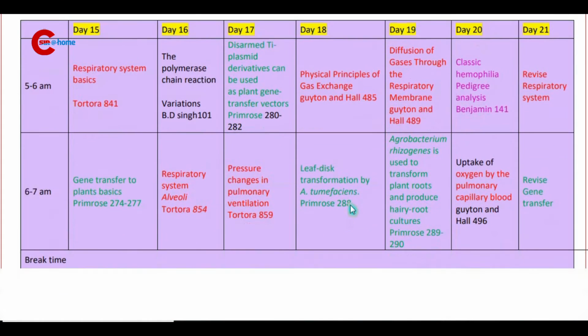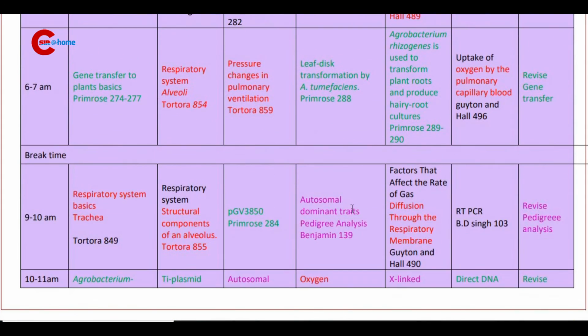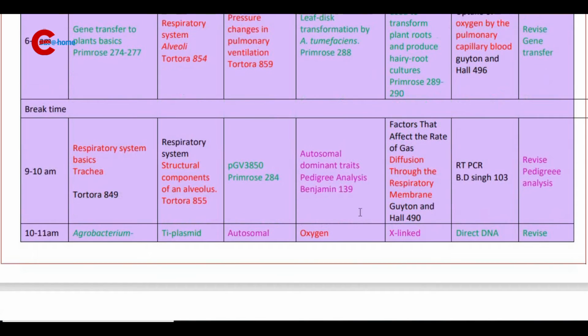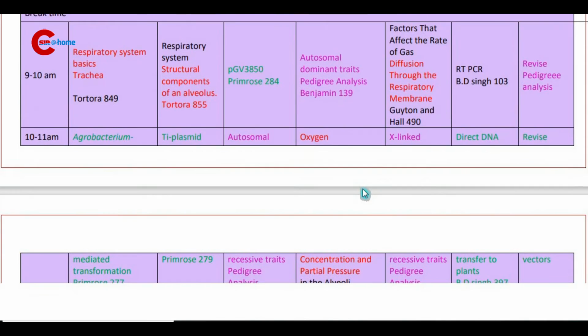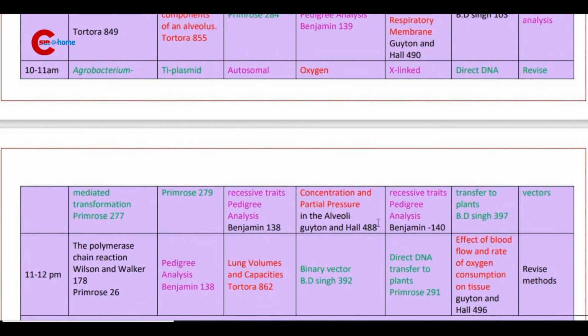Then 9 to 10 a.m., study autosomal dominant traits pedigree analysis. Just work on those problems, okay? Autosomal dominant traits. Then 10 to 11 a.m., oxygen concentration and partial pressure in alveoli. This is also important. Which book to follow? Guyton. Then 11 to 12 p.m.